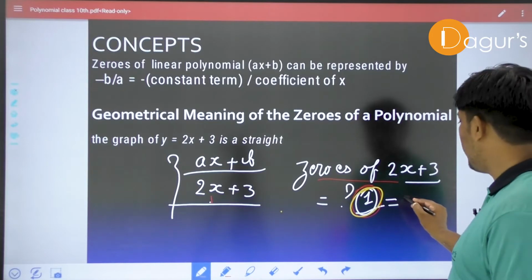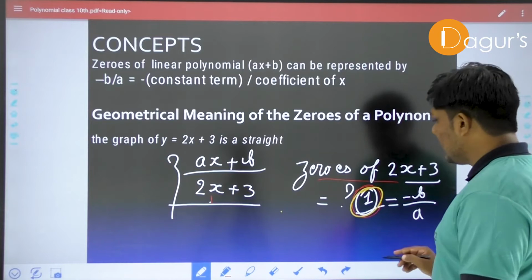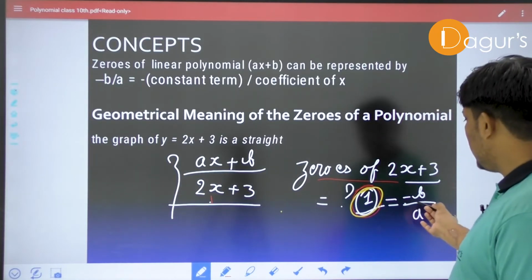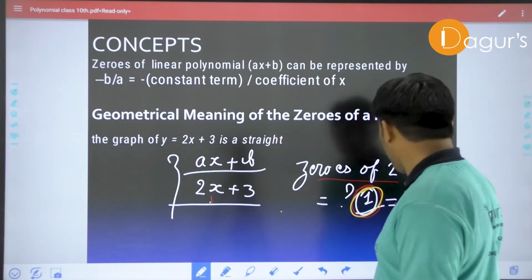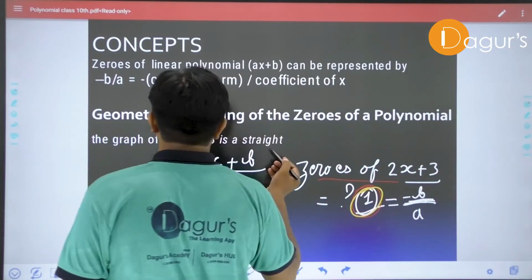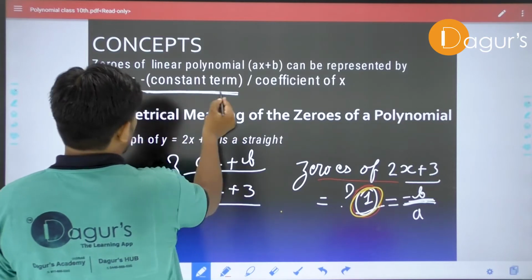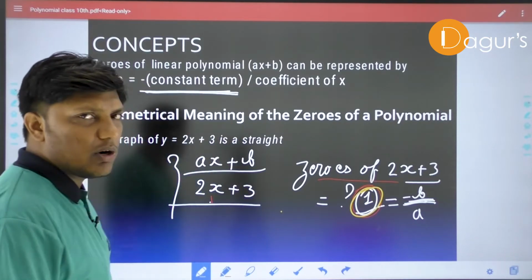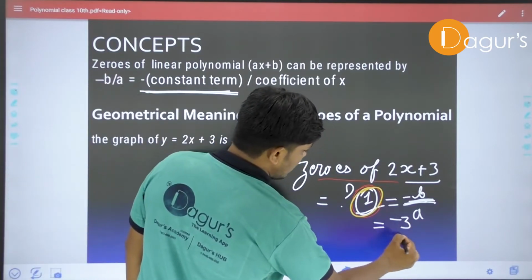And that will be equal to minus b upon a. What is minus b upon a? Exactly here, minus b means the constant term. What is the constant term? That is 3. So the value will be minus 3 upon a.